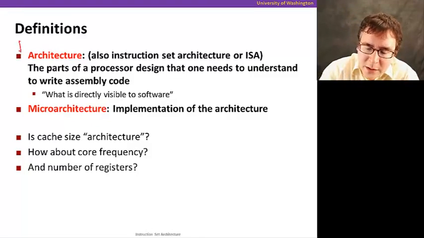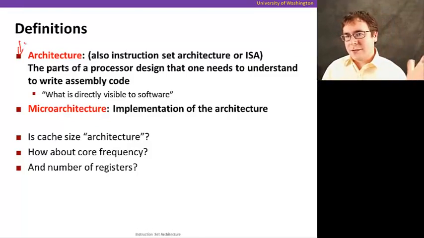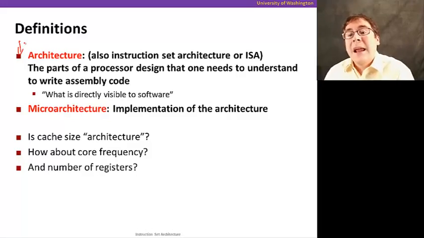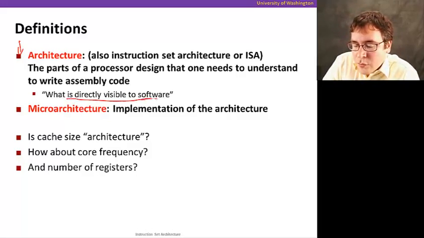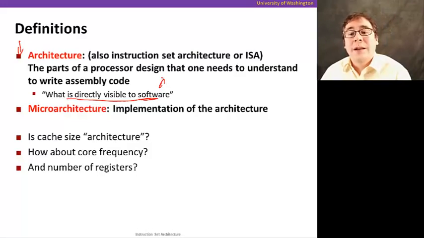So, what is architecture? Well, architecture, which is the same thing as instruction set architecture, are the parts of the processor design that one needs to understand to write assembly code. Remember, it's the hardware-software interface. Another way of thinking about it: it's what's directly visible to software. If it's visible to software, it means that you have to know about it when writing code.